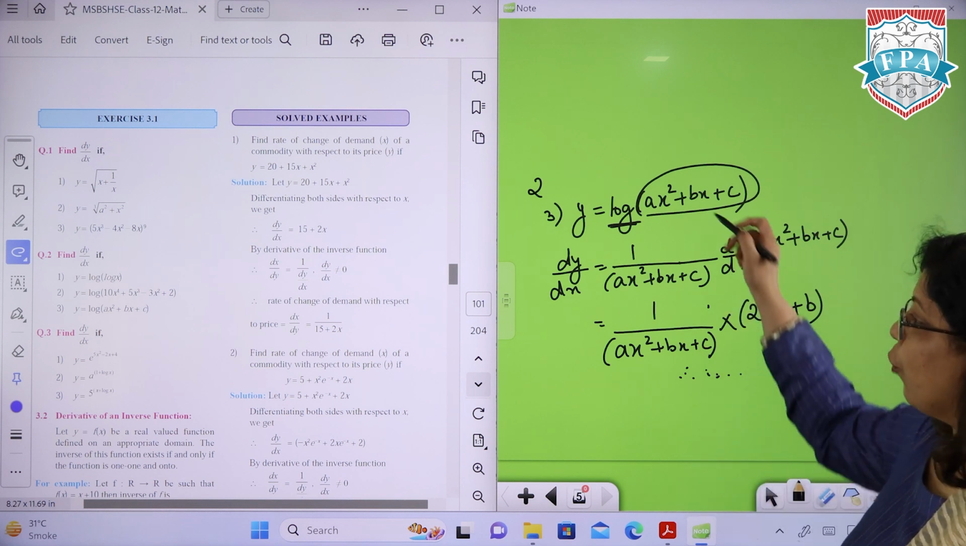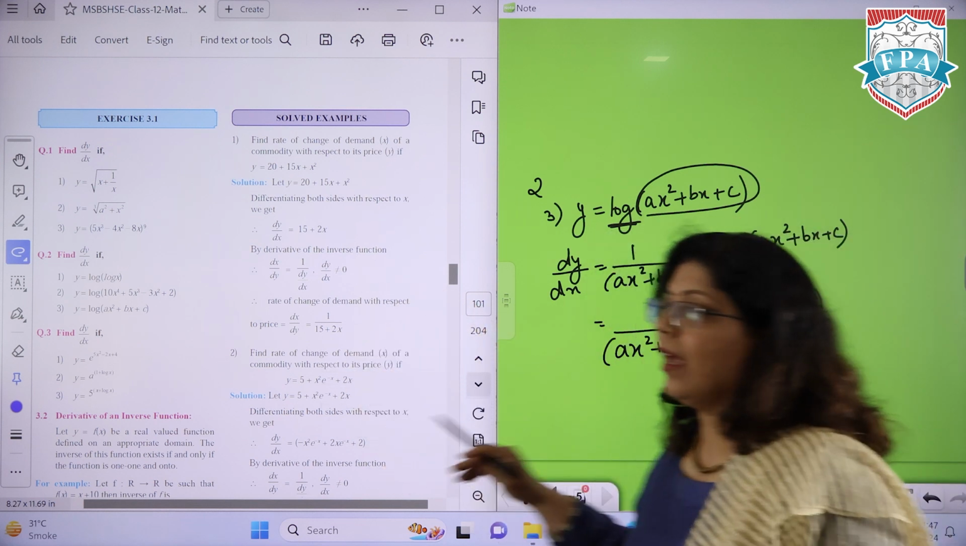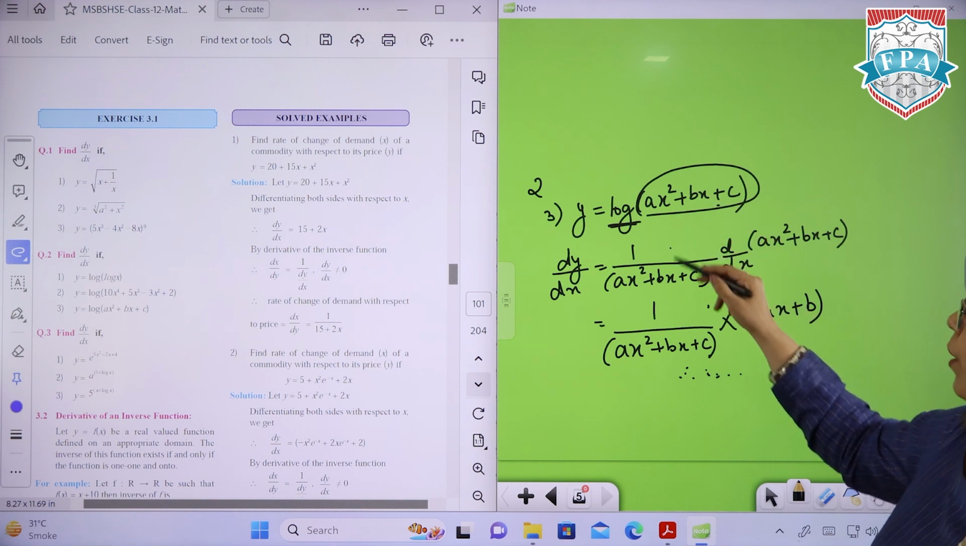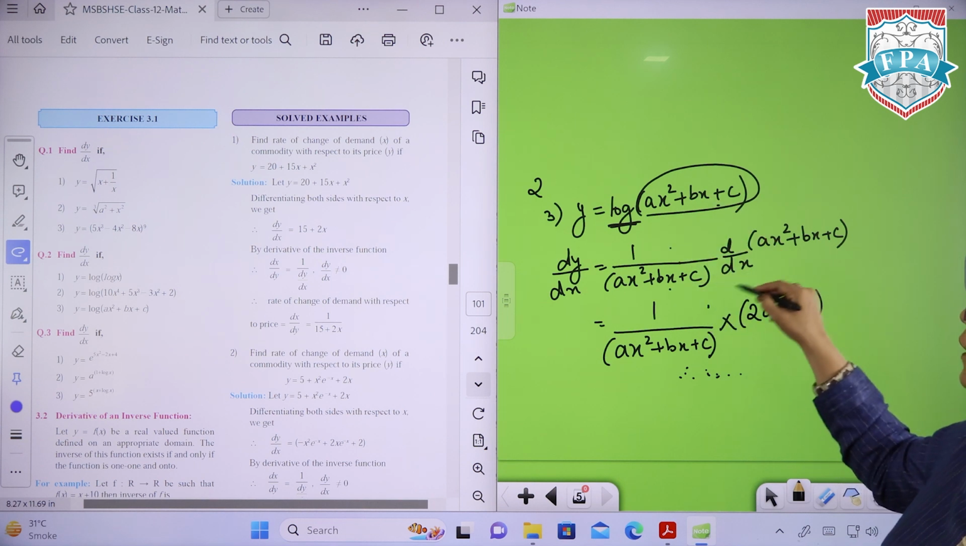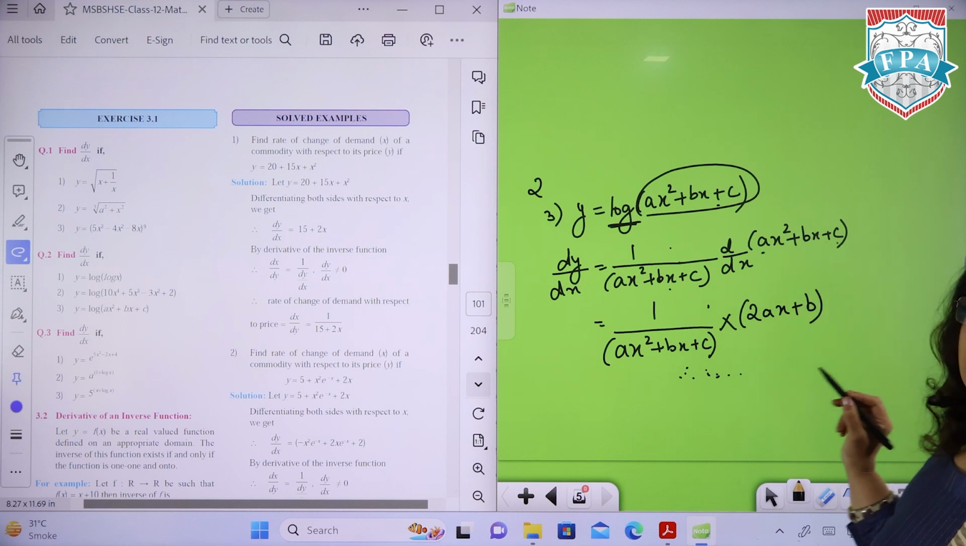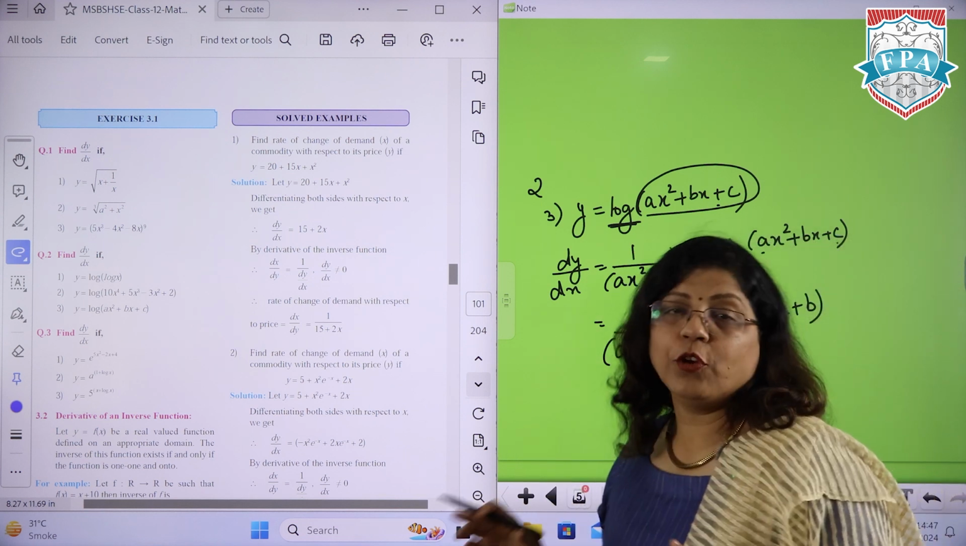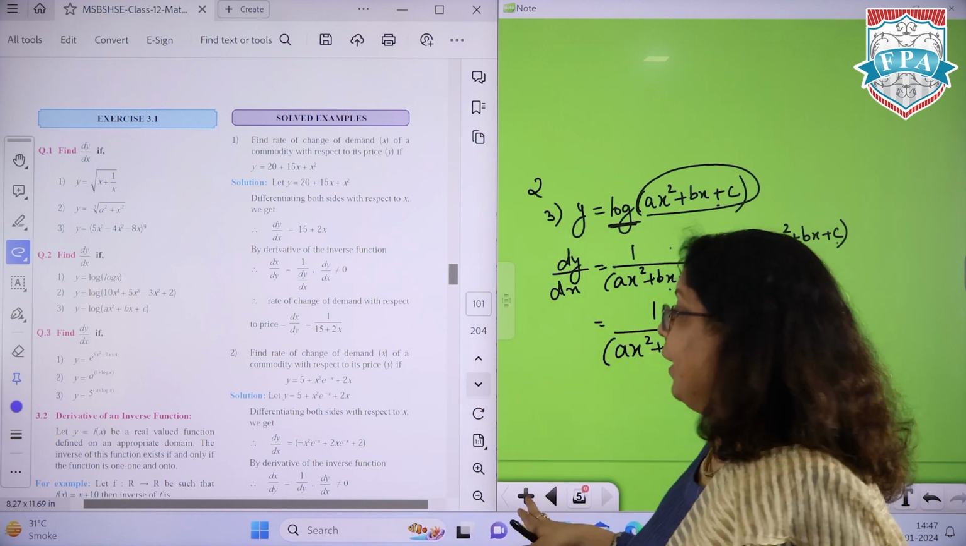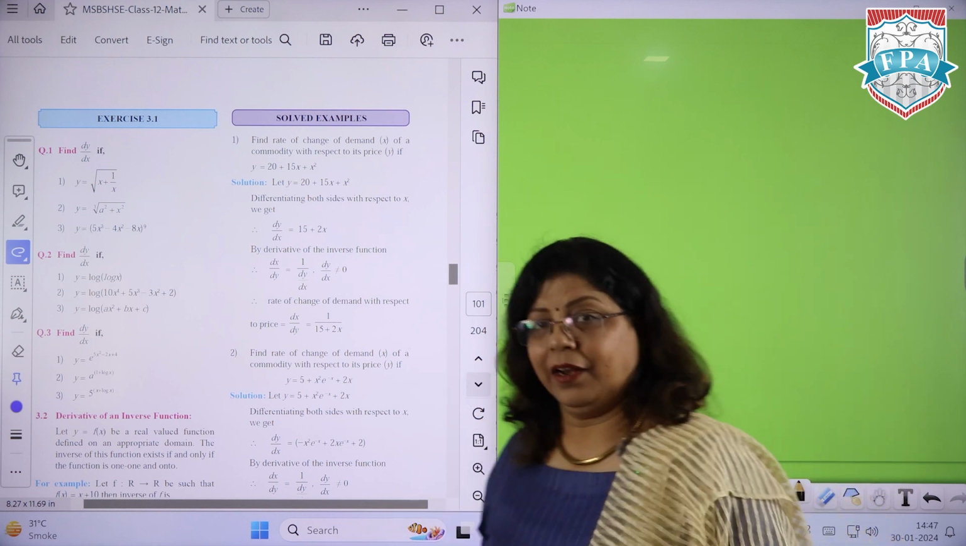Now you can see I have not used that u thing, but ultimately it's the same. If you assume this as u, it is 1 upon u, which is the log thing, and then du by dx is this term. So it's up to you which one you want to go with, whether you want to use the u method or go directly, but the answer will be correct.